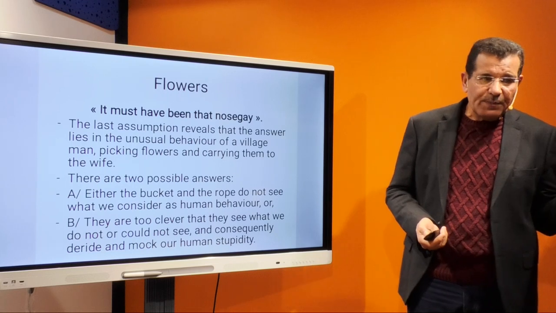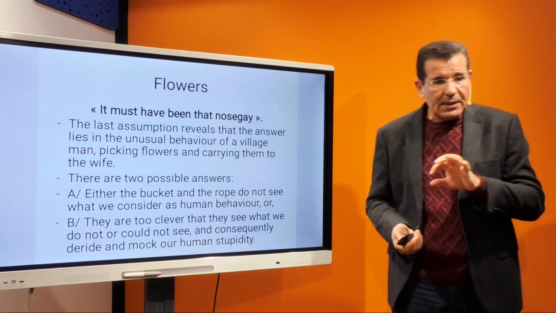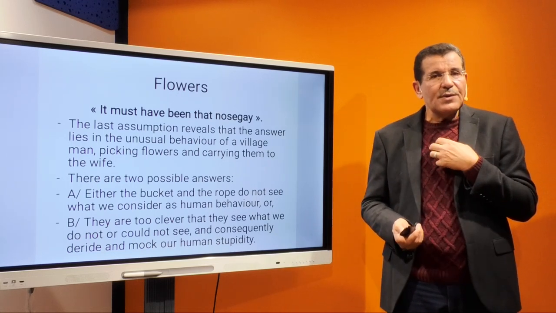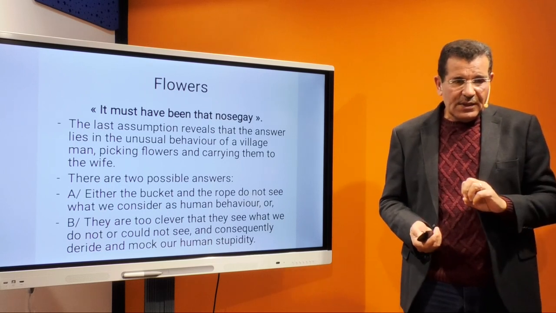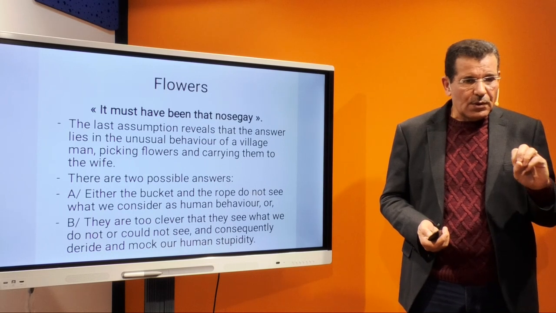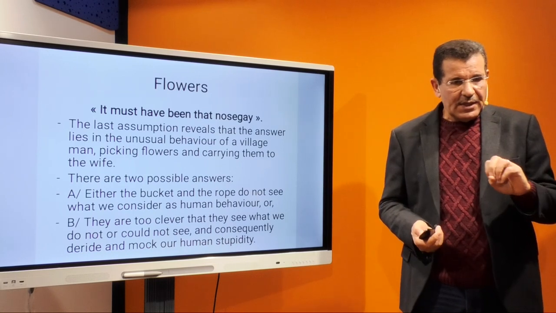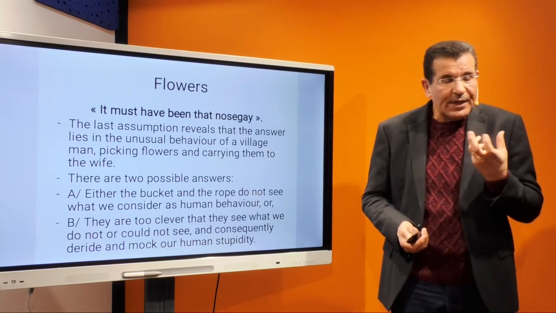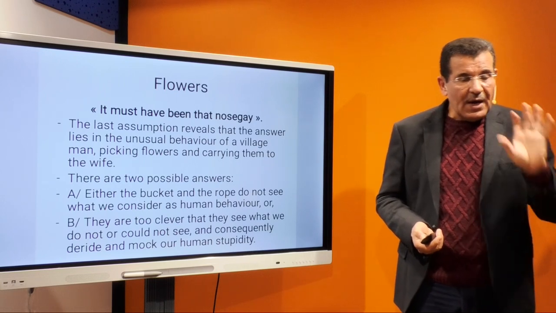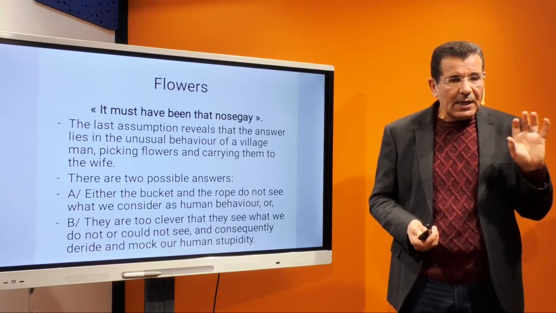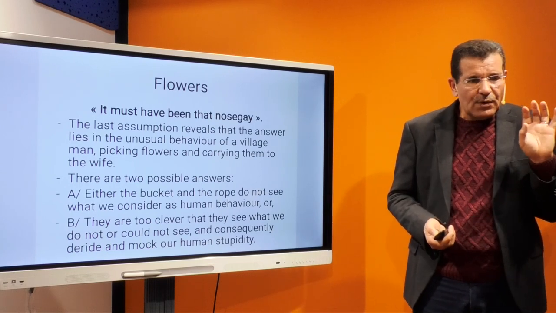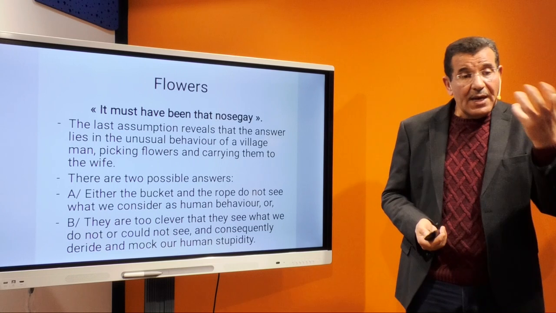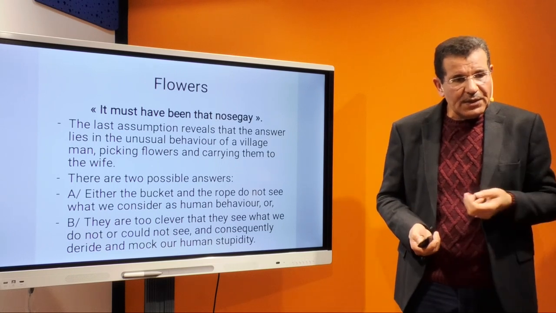And there are here two possible answers. Either the bucket and the rope do not see what we consider as human behavior, or they are too clever that they see what we do not, or could not see, and consequently deride and mock our human stupidity. So as camera-like eyes, they are witnessing and judging human behavior from the external part, and they laugh at human stupidity.